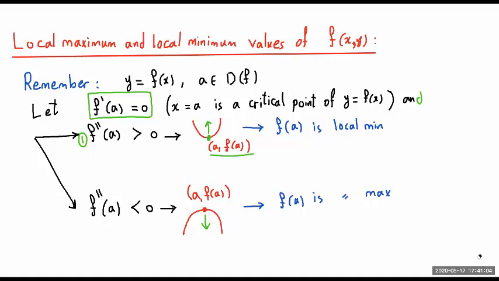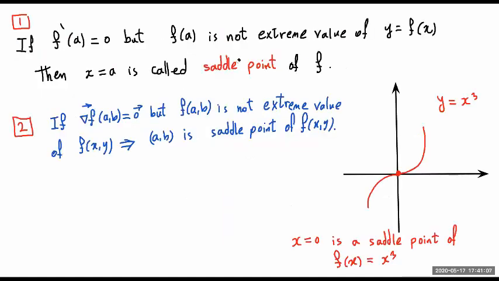So before that, let's take what is a saddle point. What is a saddle point of a function in one variable? If the point a is a critical point for the function f, this means the derivative at this point is 0, but the point f(a) is not a local minimum and not a local maximum. So in this case, the point a is called a saddle point.